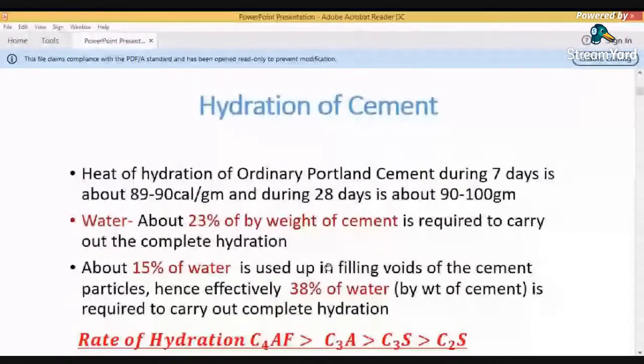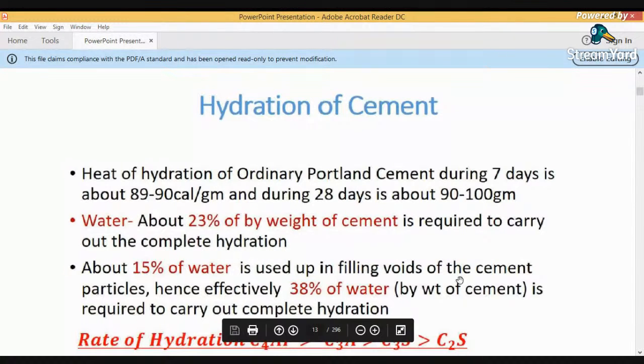And here hydration of cement we already discussed. So what is the total percentage of water required for complete hydration? About 15% of water is stored in the voids, and 23% by weight of the cement is actually required for the hydration process. So 23% plus 15%, that is 38% of water by weight of cement, is required to carry out the complete hydration process.